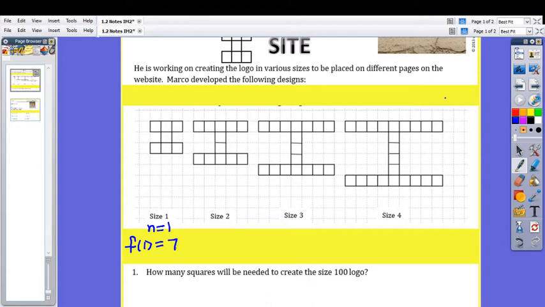Then what happens in the next one is your n is 2, and then if you count them, in this time there are 1, 2, 3, 4, 5, so 10, 11, 12. So f of 2 is 12.